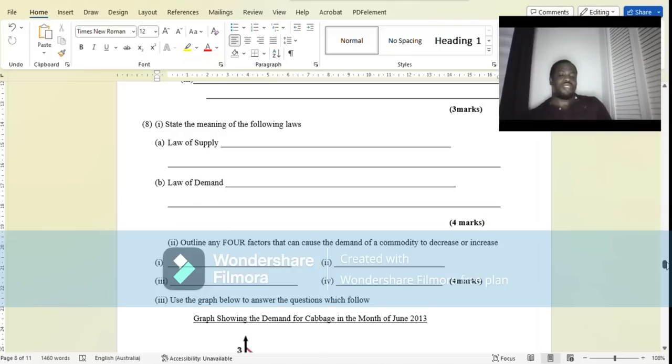Maybe a natural disaster may affect the demand for a particular crop, based on what is happening at that point in time. As I said before, taste and preference: persons become more health conscious. Persons are more into vegetables and those types of healthy eating. And so we may see an increase in demand for a particular crop, right?